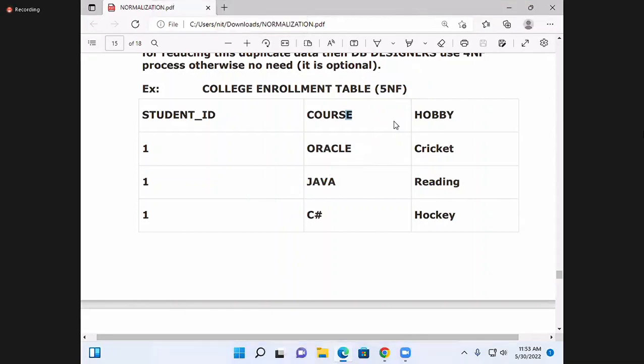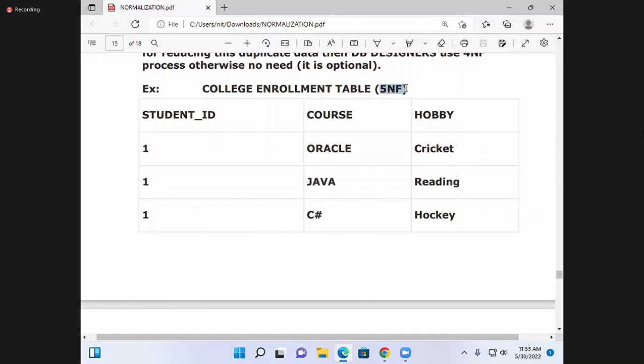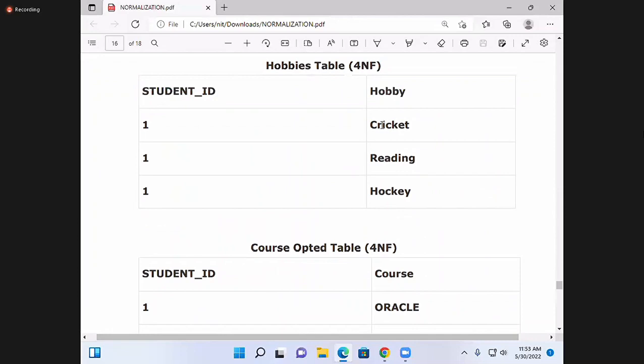That's why, now I'm giving in brackets: this table is 5NF because I'm not dividing, I'm not decomposing here. I'm keeping it as it is. I have more than one multi-valued dependency column, but I'm not splitting here, so it is called 5NF. But when you split this table into two tables, decomposing into two tables, then these two tables are called 4NF. That means the choice is yours.